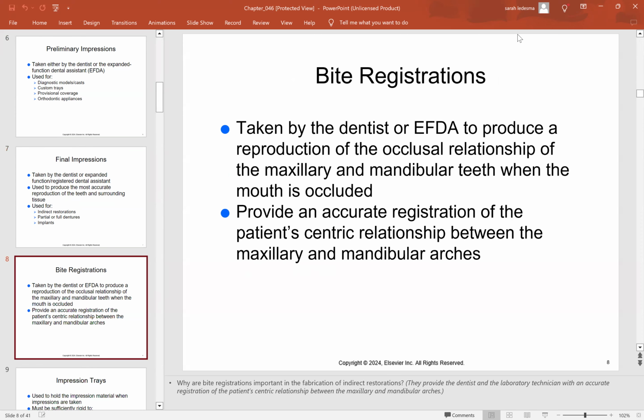The bite registration is going to be taken by the dentist or AFTA, and this is used to produce a reproduction of the occlusal relationship of the maxillary, so the upper and the lower teeth, when the mouth is occluded, or teeth come together and the mouth is closed. This is going to provide an accurate registration of the patient's centric relationship between the maxillary and mandibular arches.